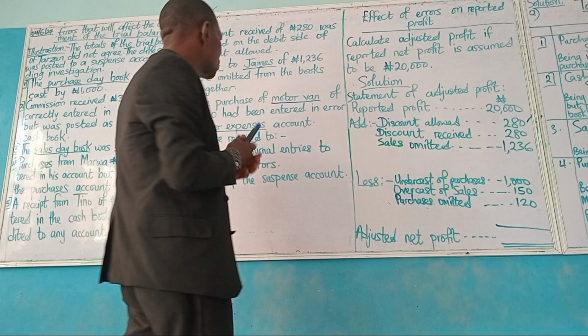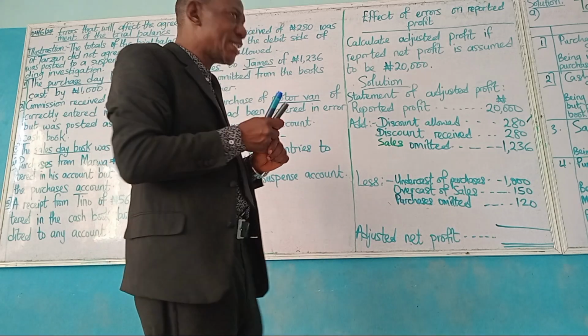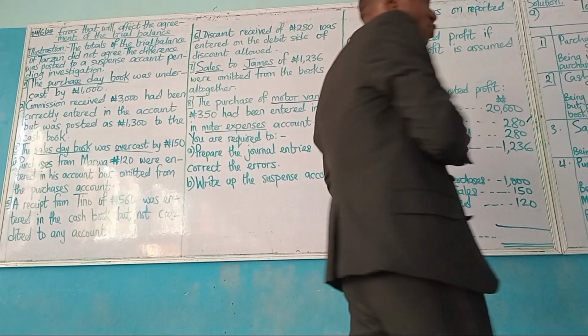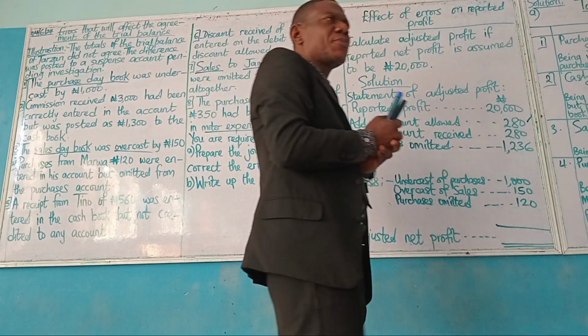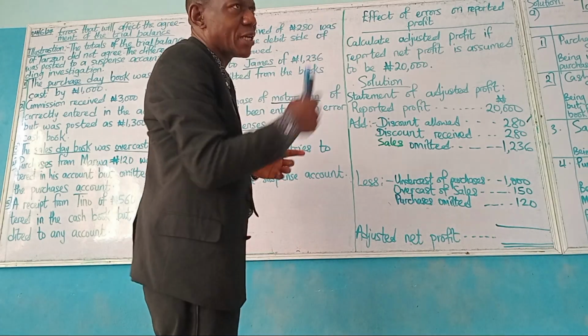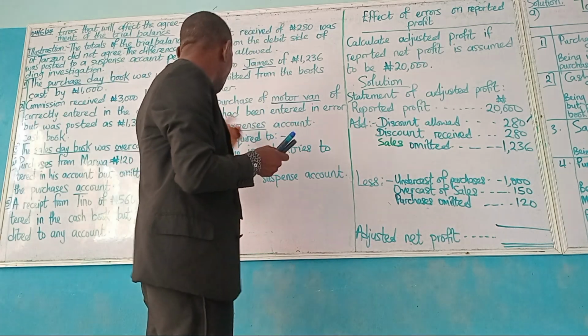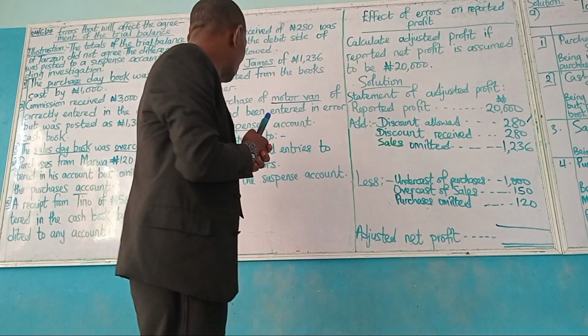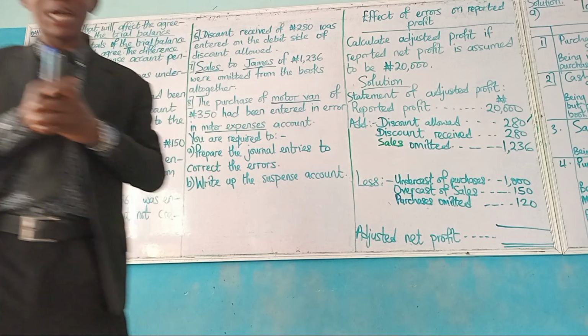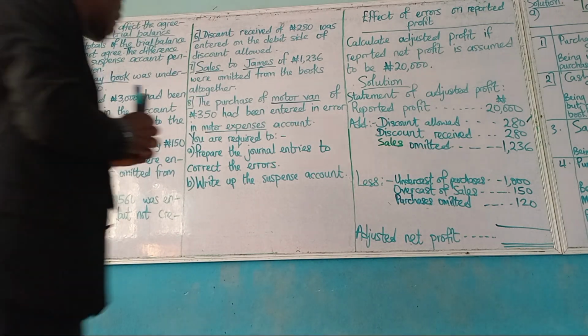The purchase of a motor van of 350 was entered in error in the motor expenses account. When the motor van was purchased, it's supposed to go straight to the motor van account, and the motor van account is an item that's supposed to be in the balance sheet or statement of financial position. But it was mistakenly entered in the motor expenses account.